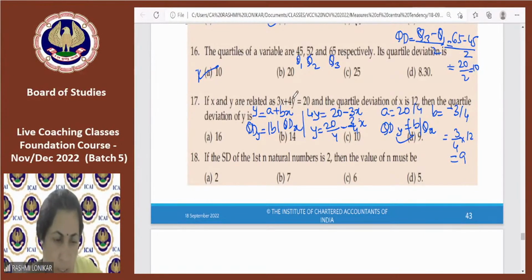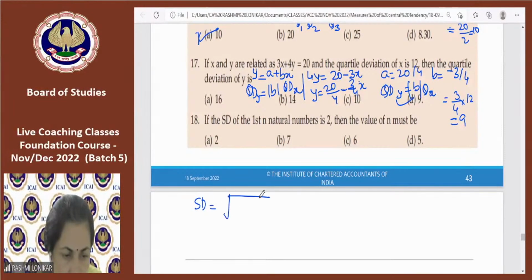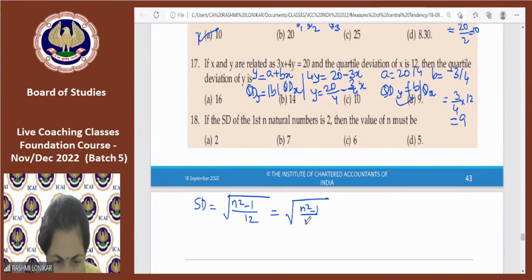Okay. Now let us take the 18th sum, then Keshav will get back to what you want. Now the standard deviation of first n natural numbers is 2. Then the value of n must be. This also we have already done, but I will just tell you that the standard deviation of first n natural numbers is square root of (n square minus 1) upon 12. This standard deviation is 2.